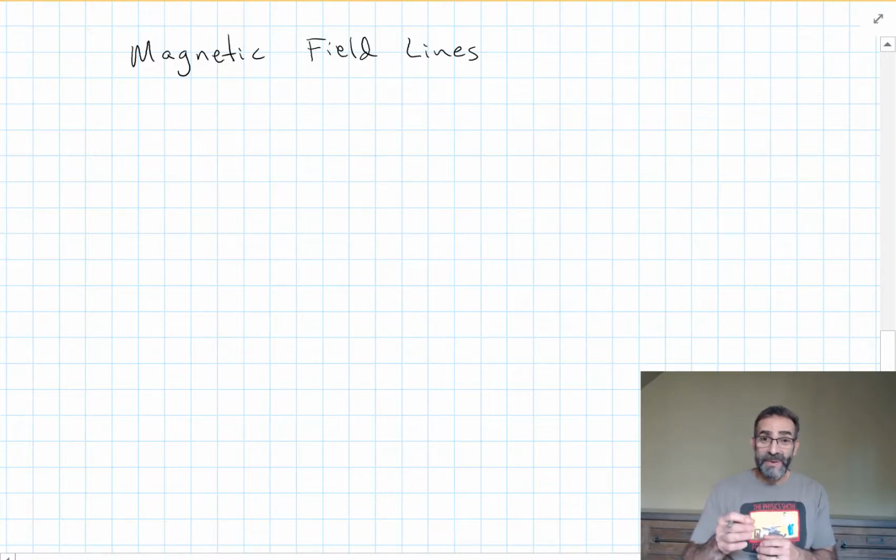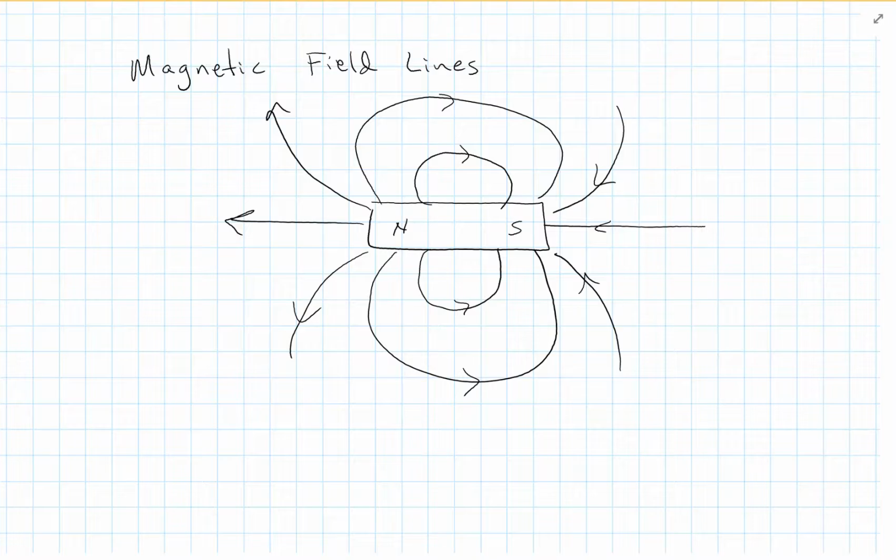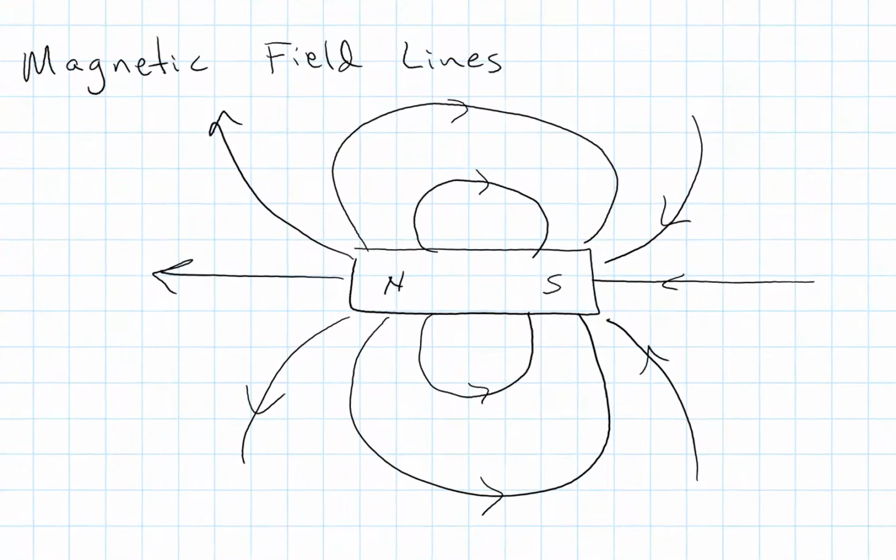But now we can actually get a visual image of these fields, because we can take little tiny magnets and sprinkle them all around a big bar magnet, and they will align with the magnetic field lines, and we can get a visual of what those field lines would look like. The magnetic field lines look something like this.